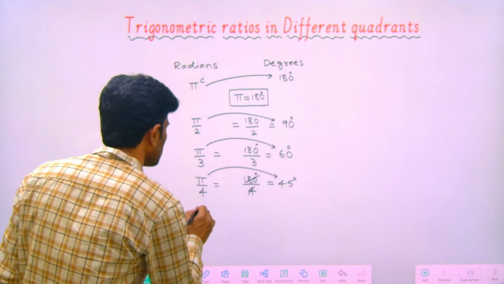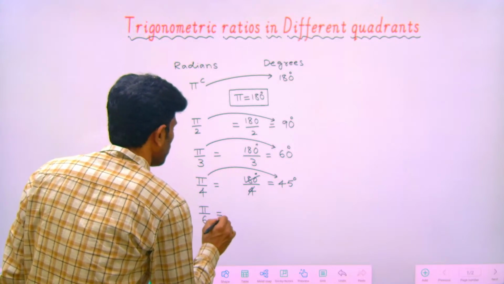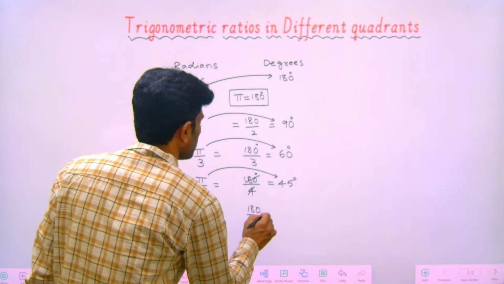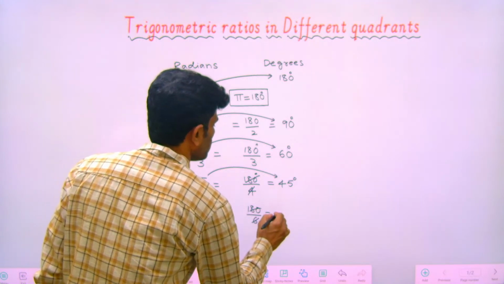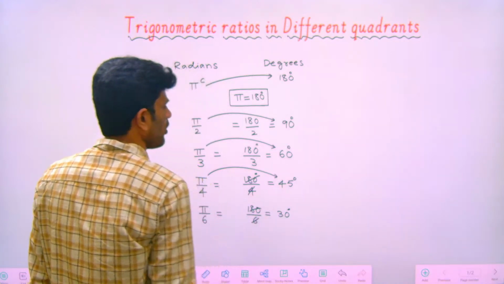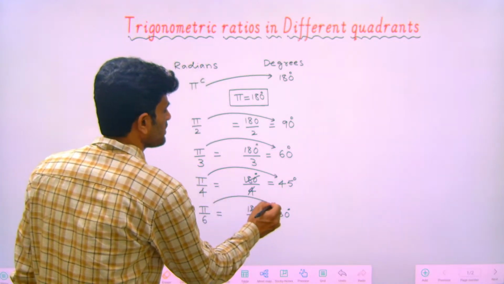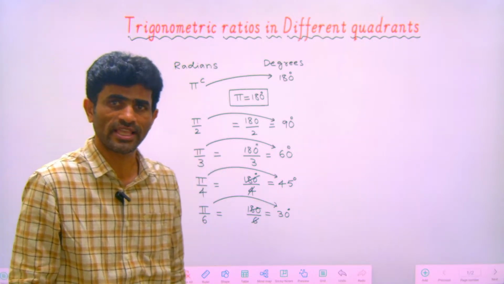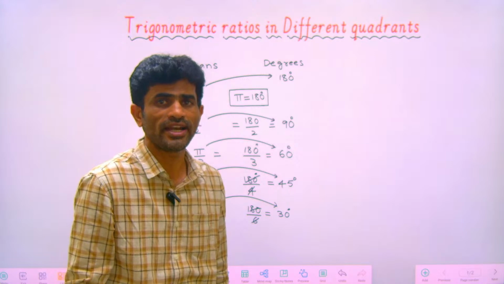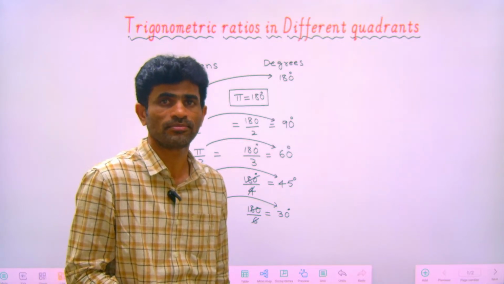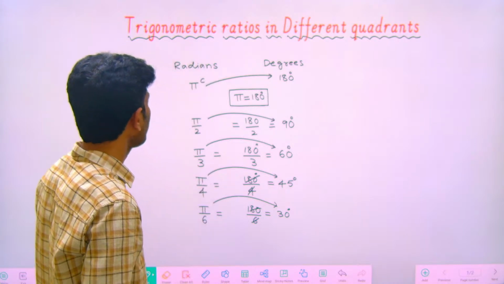Pi by 6 is 180 by 6, which after cancellation is 30 degrees. Pi by 6 is 30 degrees. So, this is the way of representation of angles, degrees and radians. From now onwards, we are going to use the radian system. Angles we represent in terms of radians.